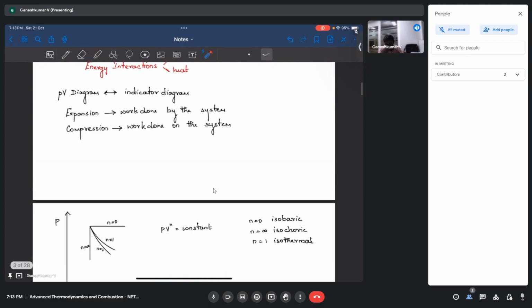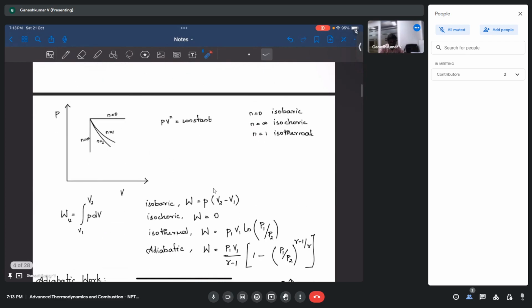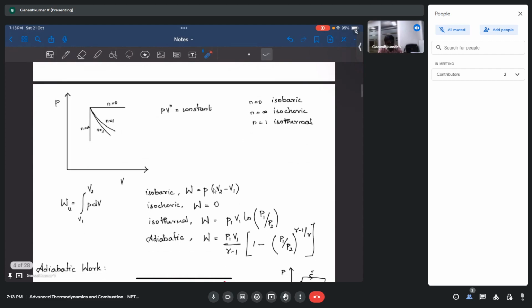Okay. And then for various processes, we also studied how this PV plot varies. There are different kinds of processes like isobaric, isochoric, and isothermal. Isobaric means the pressure is constant, isochoric means volume is constant. Based on that, if you want to express everything as PV to the power n equal to constant, then what would be the n? For different processes you can find that.